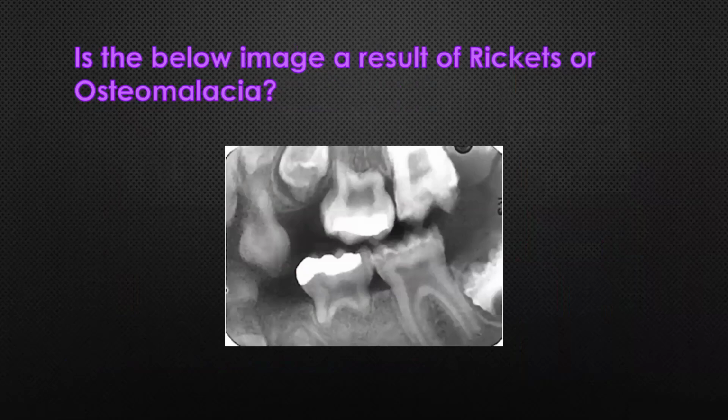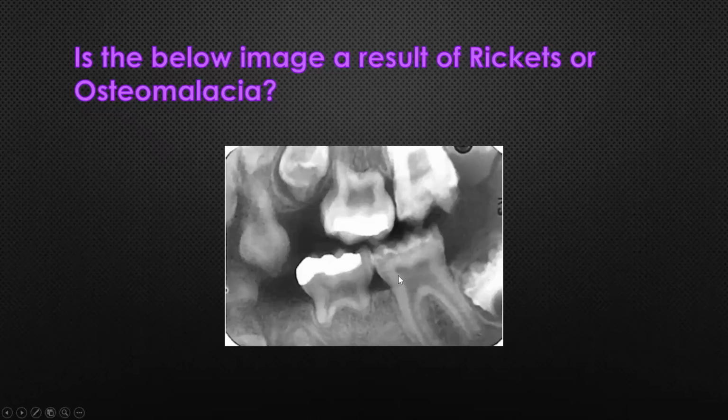And you've seen it before, if you remember. Is this rickets or osteomalacia? Rickets, because it's a young patient. Rickets can affect tooth development. So if this is occurring when teeth are developing in a really young patient, that's what rickets is.